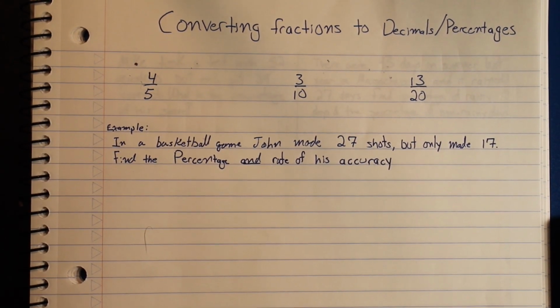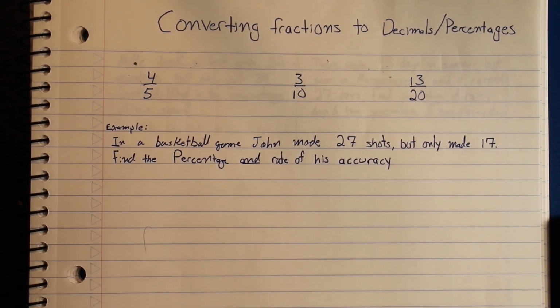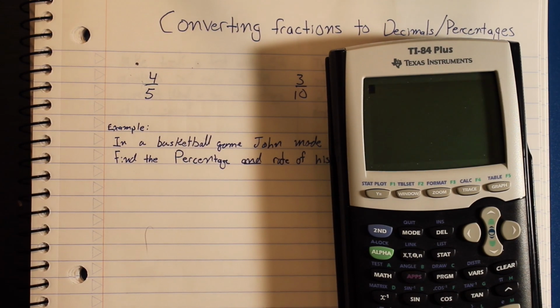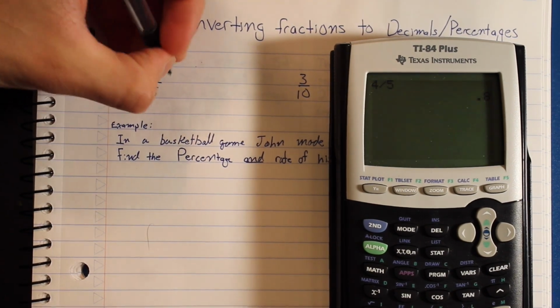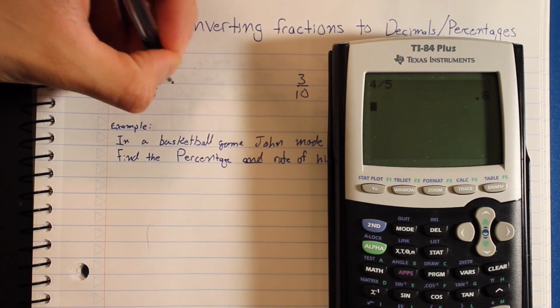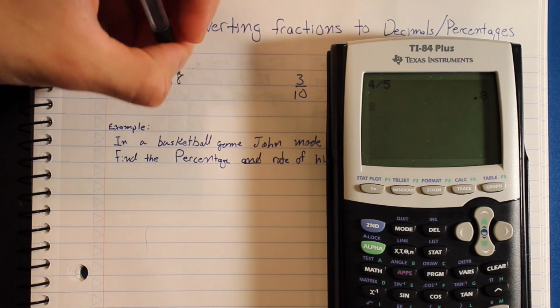Well, I can do that in my head easily. That would be 0.8. Or you can get a calculator. 4 divided by 5 gives us 0.8. I don't know if you can see that, but it shows a 0.8. So 4 over 5 equals 0.8.